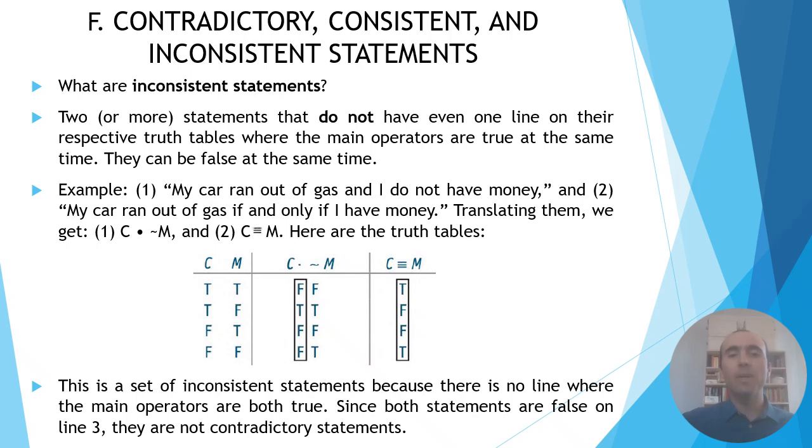Since both the statements are false on line 3, they are not contradictory statements. Remember that contradictory statements must have the opposite truth value under every line of their truth tables. In this case, in line 3, they have the same truth value, that is false, so they are not contradictory, but they are inconsistent statements.